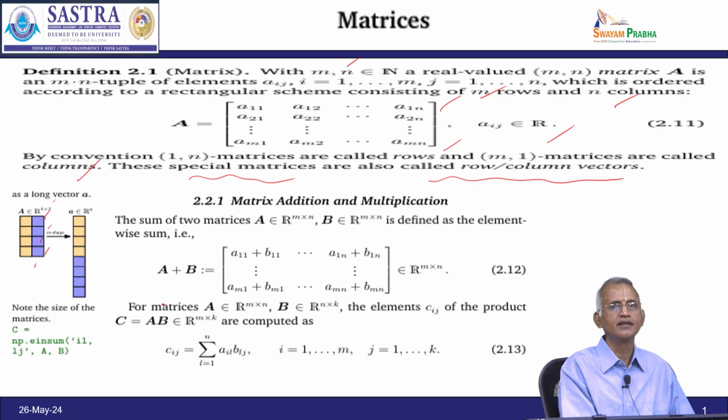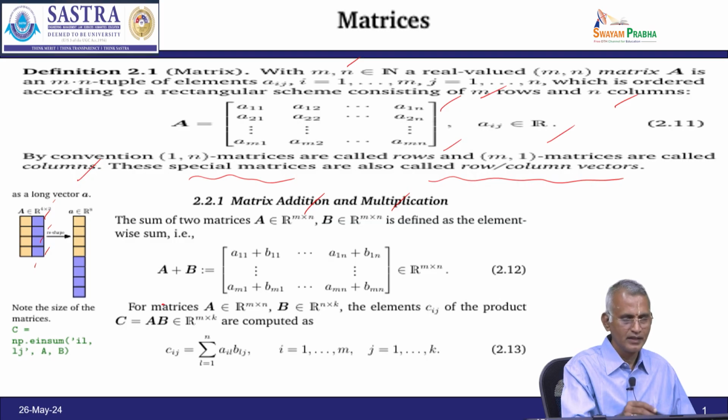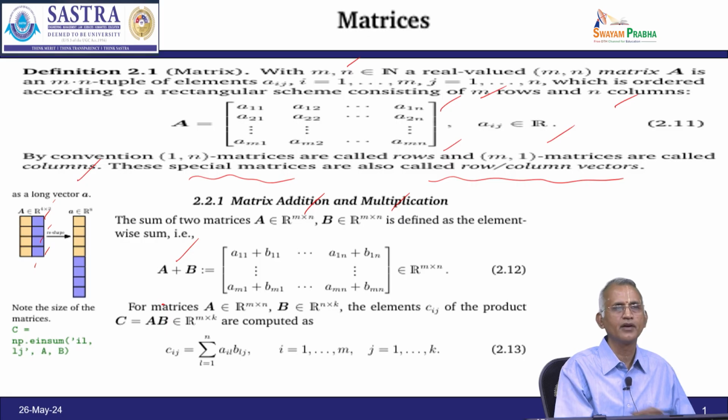The sum of two matrices, A belonging to m rows and n columns and B belonging to m rows and n columns, is defined element-wise. The sum A plus B is equal to A11 plus B11, that is, I have to add the corresponding entries, A12 plus B12 and so on, A1n plus B1n. Similarly, Am1 plus Bm1 and so on, Amn plus Bmn, where this matrix belongs to m rows and n columns.